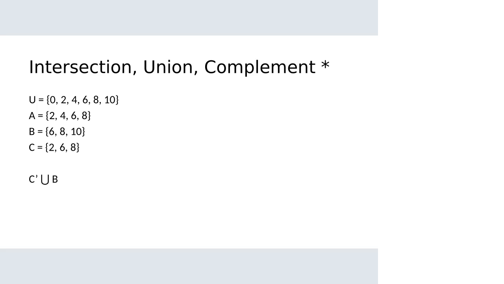These are the same sets we had before. Our universal set is 0, 2, 4, 6, 8, 10. Set A is 2, 4, 6, 8. Set B, 6, 8, 10. Set C, 2, 6, 8. What I want you to do is find C complement union B. I'll make a poll for it. Again, with these, it'll probably take me longer to type it than it does for you to come up with the answer. That's okay. Hang in there with me.